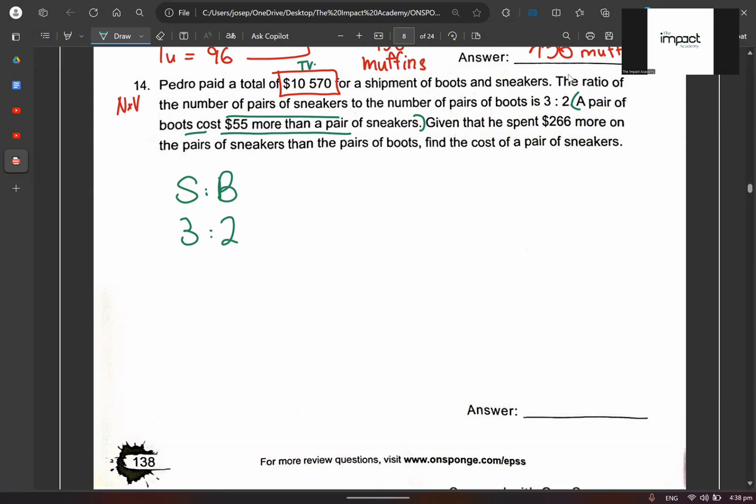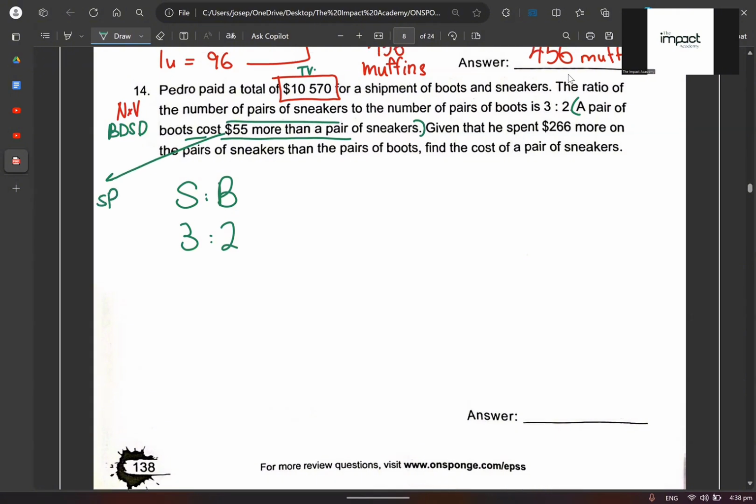A pair of boots cost $55 more than a pair of sneakers. Am I making sense? Okay, in fact, this is what we call BDSD. Why? Because there is a small difference over here. So this is my small difference, and this over here, 266, is my total difference. The difference between the boots and the sneakers is this.